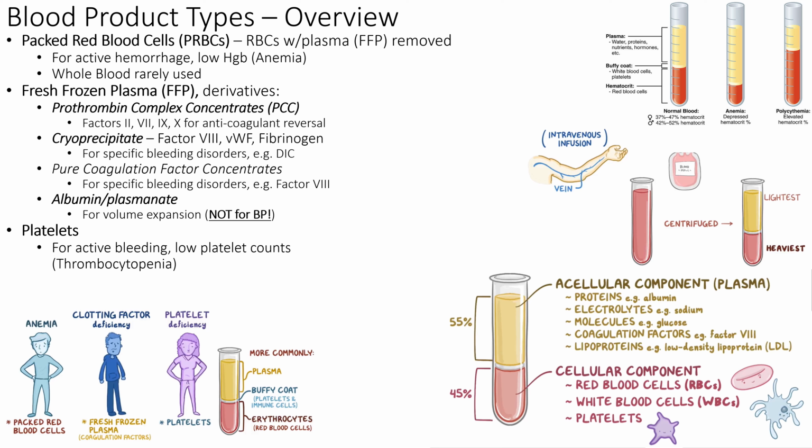Okay, blood product overviews. What are the different types? We talked about PRBCs, packed RBCs. That's the cell component. We're taking away the plasma, so we're just giving the RBCs themselves. There's a little mixture of other things in there, but it's a negligible amount.